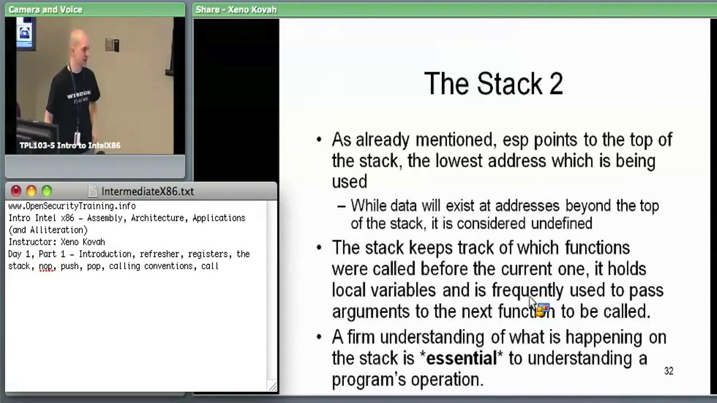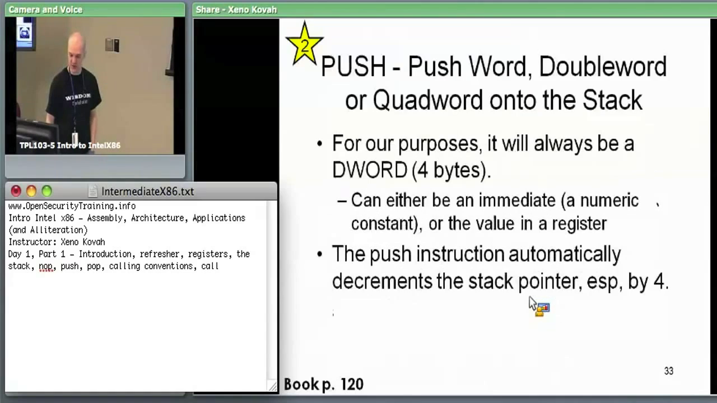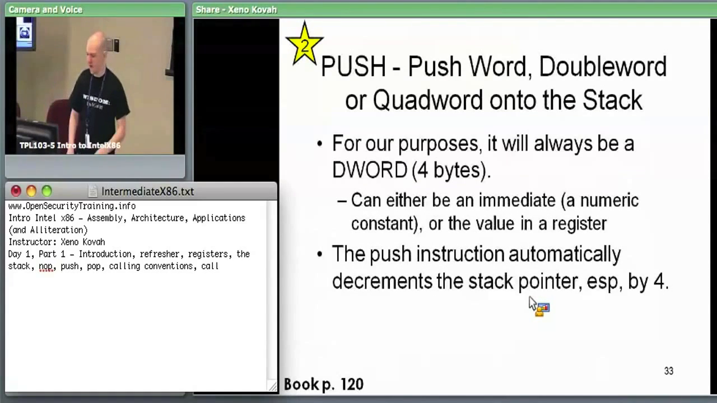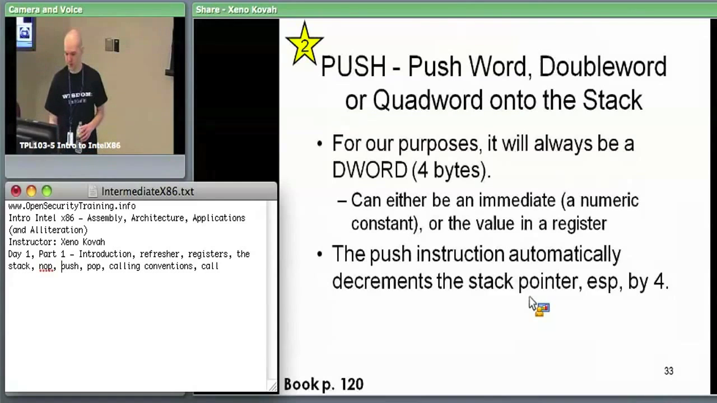Again, we'll be showing plenty of pictures for this, but the stack is where you hold local variables or parameters passed to the next function being called, and the callee or caller save registers, stuff like that, is all stored on the stack. Really understanding this is very important, so ask questions as we go along if I confuse you with too much low, high, numerical talk.